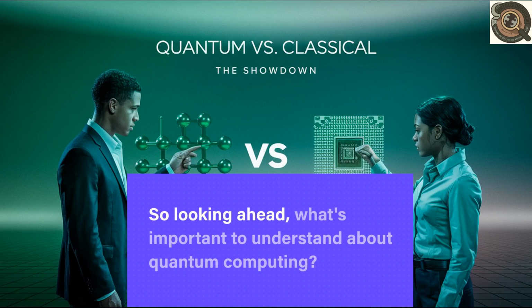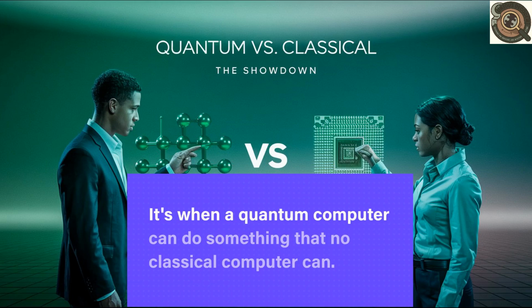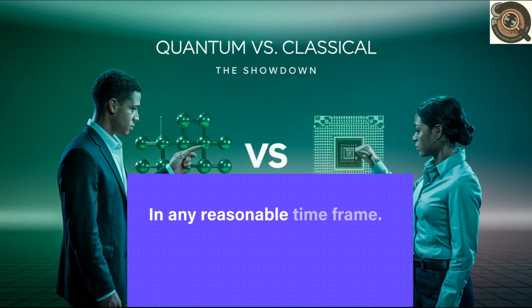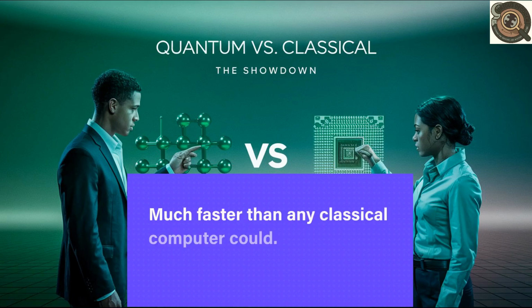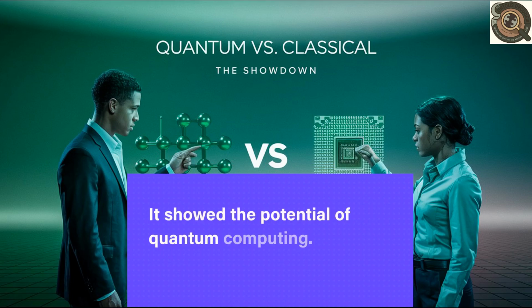It does. So looking ahead, what's important to understand about quantum computing? Well, one concept is quantum supremacy. We hear that a lot. It's when a quantum computer can do something that no classical computer can in any reasonable time frame. Right, like Google's Sycamore processor. That random sampling problem was done much faster than any classical computer could. It's a big milestone. It showed the potential of quantum computing.